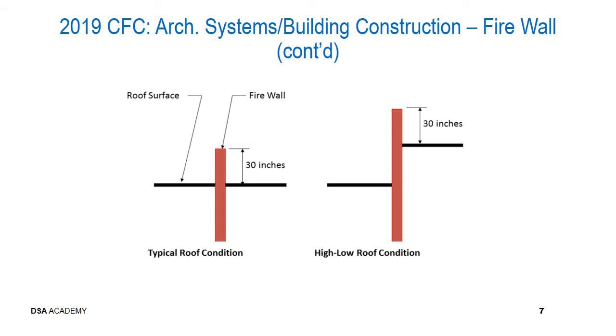Here are some other examples of the criteria. Note the 30-inch parapet above the roof surface. In the high-low roof condition or stepped building, the parapet height above the roof would be from the higher roof side. CBC Section 706 outlines various design methods to achieve compliance. These two conditions reflect the designs permitted per Section 706.6 and 706.6.1 for stepped buildings.